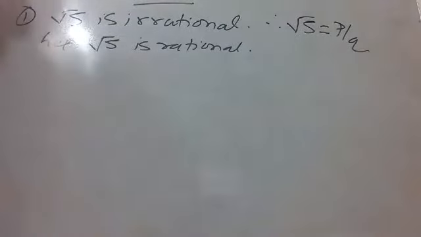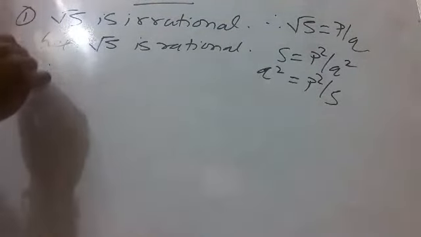Now the first question is, we have to prove that root 5 is irrational. Okay, now what we can do here is, let root 5 be rational. So if we take it rational, therefore root 5 is equal to p upon q, because p by q is a rational number, the definition of a rational number. So squaring both sides, 5 is equal to p square upon q square. So q square is equal to p square by 5.